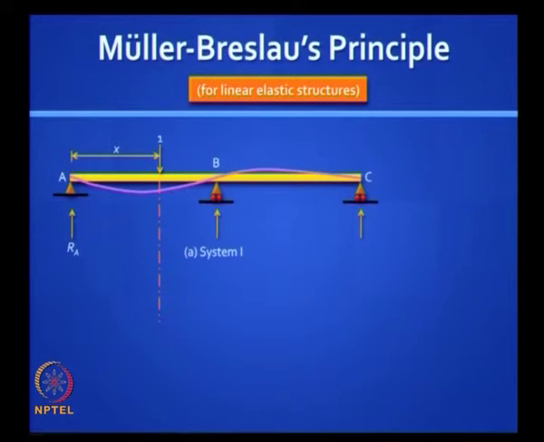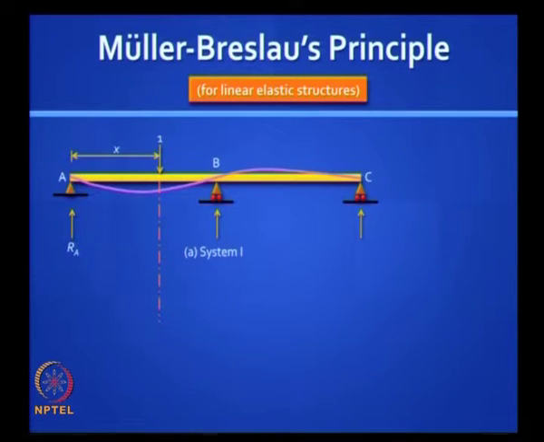Mueller-Breslau's principle is a powerful principle, and it is credited to both Mueller of Germany and Breslau, I think, of England, who more or less at the same time came up with a powerful principle which helps us draw influence line diagrams. As you know, the influence line diagram is a diagram that is especially useful in finding a response quantity caused by the movement of a unit load along the length of the beam. It is useful in bridge design, it is qualitatively useful in building design as well.